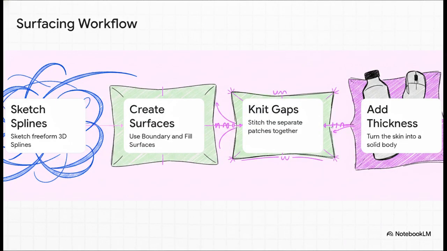To actually build something with surfaces, you follow this flow. First, sketch free-form sweeping 3D splines. Second, use boundary and fill surface features to essentially stretch digital fabric across those splines. Third, stitch or knit those separate patches into one continuous, watertight skin. And then finally, you add thickness to turn that zero-volume skin back into a manufacturable solid body. That is exactly how designers create incredibly complicated, ergonomic products like a modern water bottle or a sleek computer mouse.